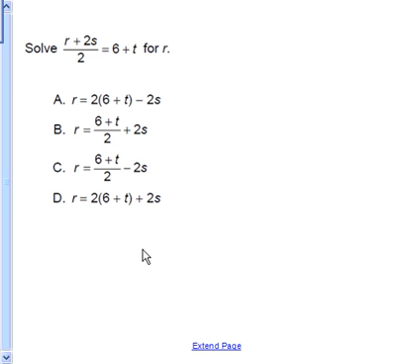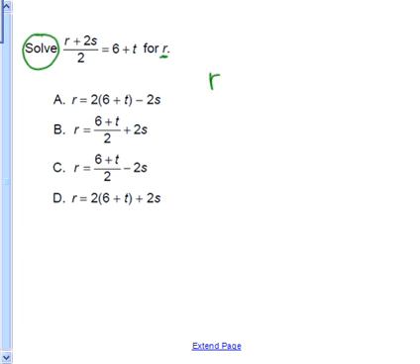This is the first algebra section, problem number 10, last one. Solve r plus 2s over 2 equals 6 plus t for r. Whenever you're asked to solve for something, keep in mind that that also means isolate, okay? You want to get the r's by themselves and everything else just away, okay?